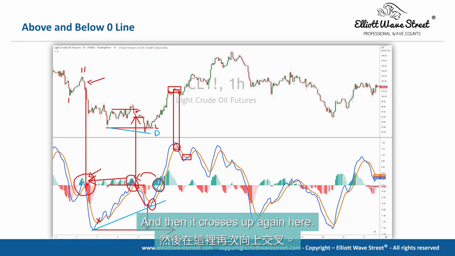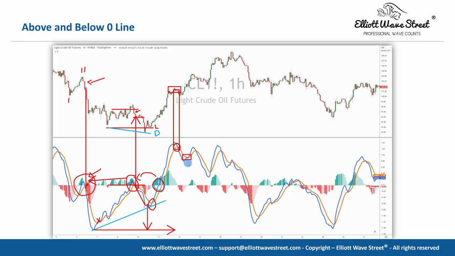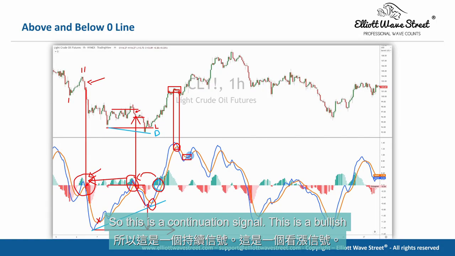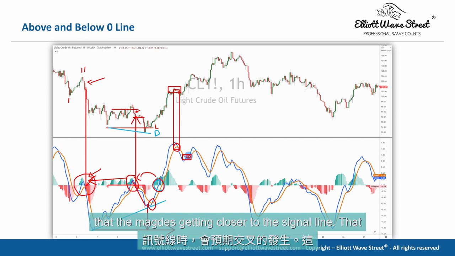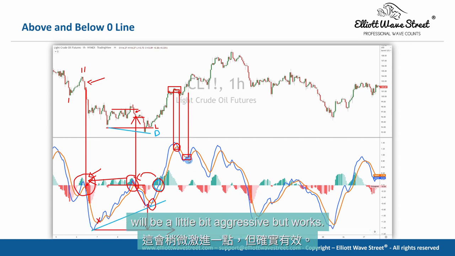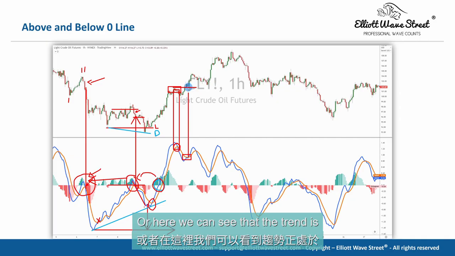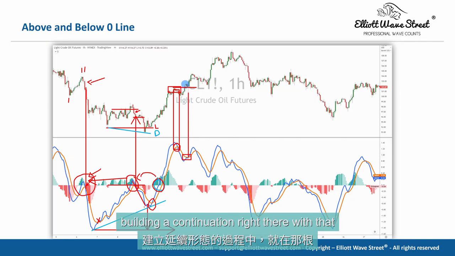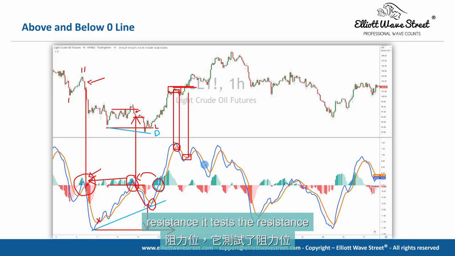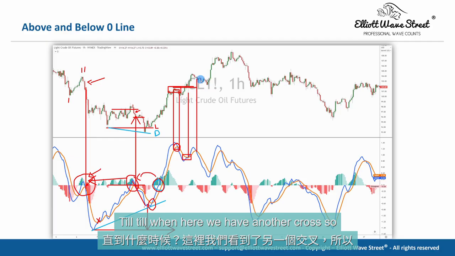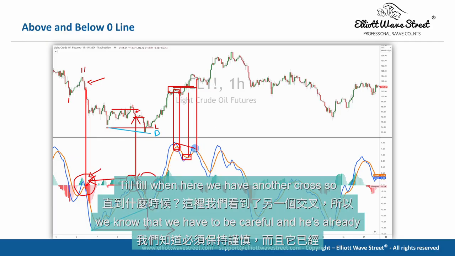So this is a continuation signal. This is a bullish signal. So right there, some traders anticipate the cross when they see that the MACD is getting closer to the signal line. That would be a little bit aggressive, but works. Or here, we can see that the trend is building a continuation. Right there with that candle, we can see that it breaks up the resistance, it tests the resistance and continues. Till when? Here we have another cross, so we know that we have to be careful and it's already divergent.